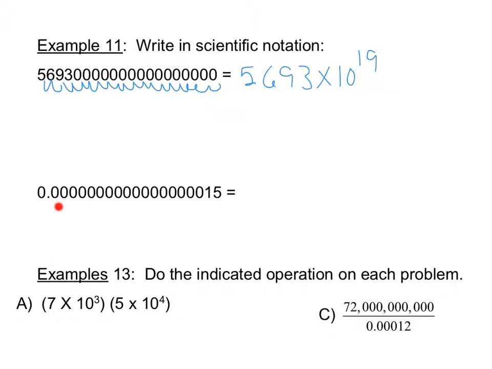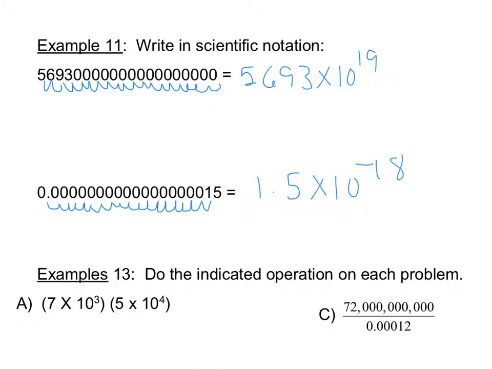So again, same thing here. Let's count. 1, 2, 3, 4, 5, 6, 7, 8, 9, 10, 11, 12, 13, 14, 15, 16, 17, 18. I think it's going to be 18, but it might be negative 19, so we'll see. This is where it helps to move. 1, 2, 3, 4, 5, 6, 7, 8, 9, 10, 11, 12, 13, 14, 15, 16, 17. See, 17 puts me there, but that's 0.15. I need one more. So that's 1.5 times 10 to the negative 18th, because that number is smaller than 1.